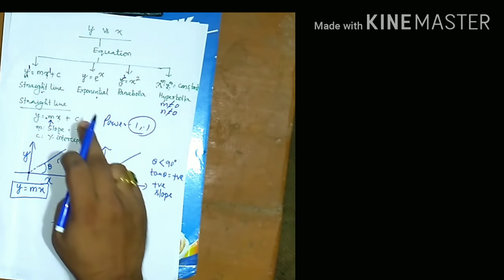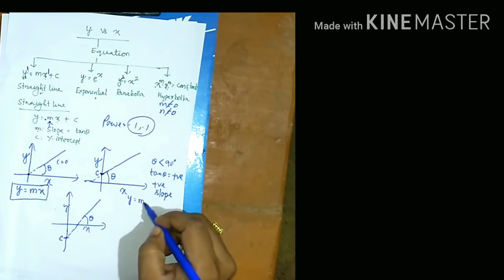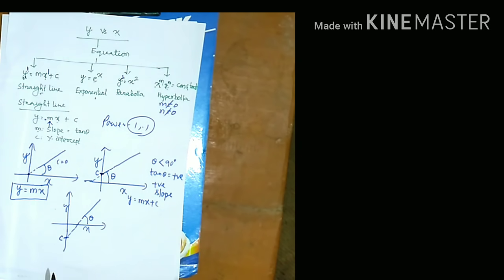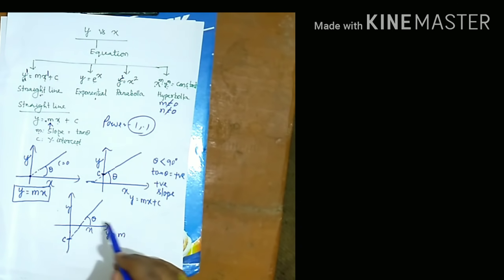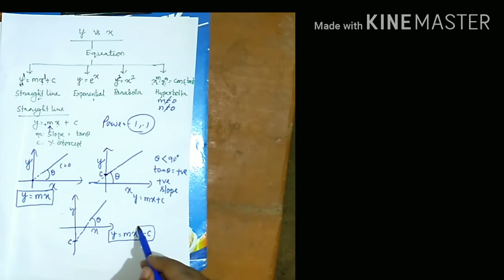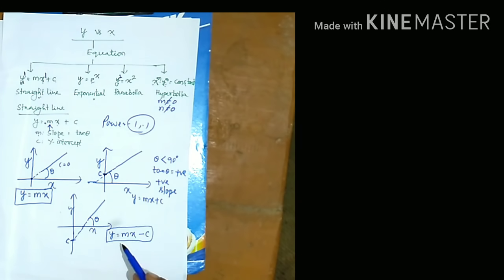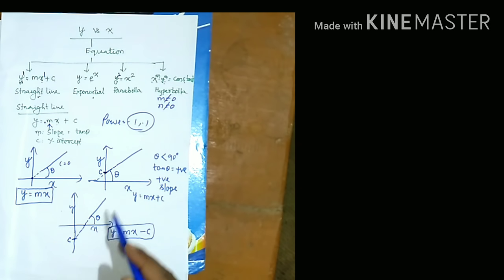Here it has a positive c, so the equation is y is equal to mx plus c. But here c is there, but it is on the negative axis, so the equation is y is equal to mx minus c, with m positive as theta is less than 90 degree. So these are three equations: y is equal to mx, y is equal to mx plus c, y is equal to mx minus c. In all these equations you have positive slope.